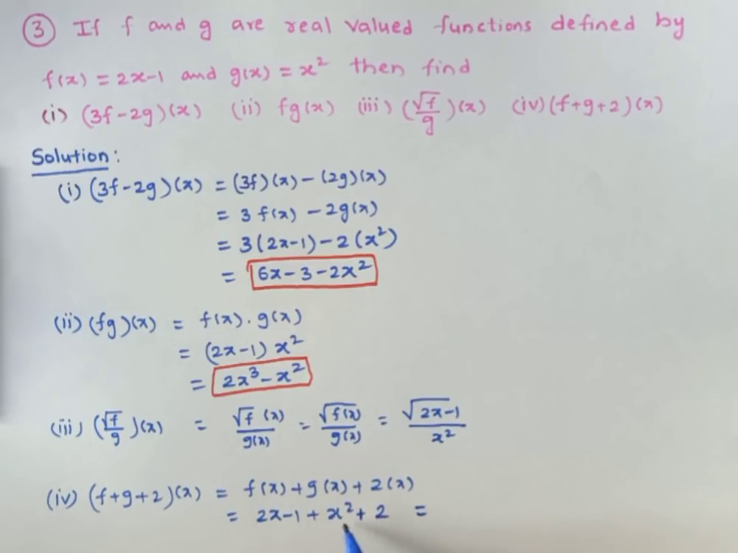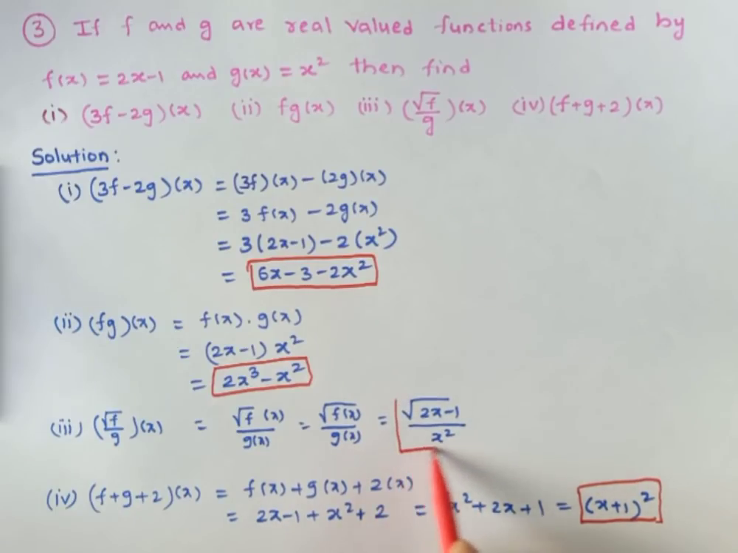We can express it as x square plus 2x plus 2 minus 1, which is 1. So we can write this as a square plus b square plus 2 into a into b, therefore a plus b whole square. Like it is x plus 1 whole square. So this is the answer for the fourth one. This is final, or I can express it as a plus b whole square also, no problem.